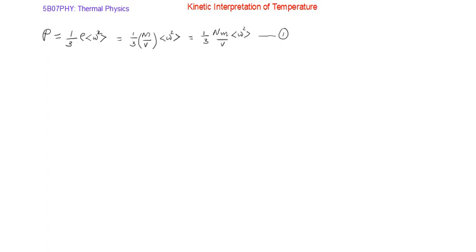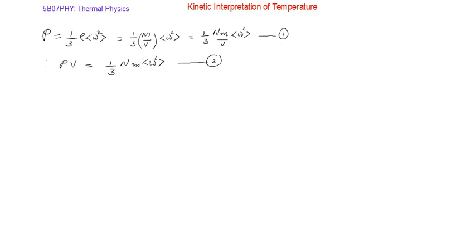Now let me rearrange this equation. I am cross multiplying V from the right side onto the left side. So what would PV be equal to for the ideal gas? That would be equal to simply 1 by 3 N m omega square. Let me say this is my second equation.